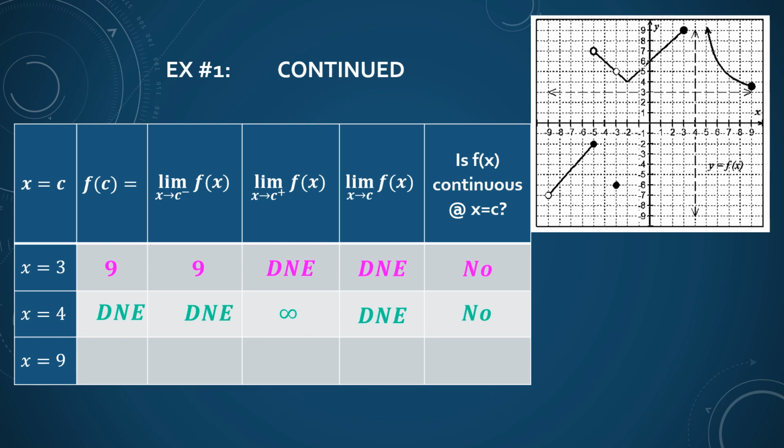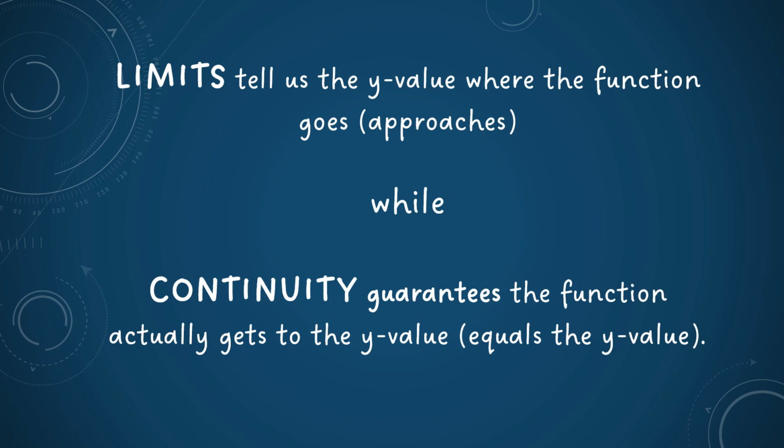And finally, at x equaling 9, the function is evaluated at 3.5. The limit from the left of x approaching 9 is 3.5. From the right doesn't exist. We don't have any other points to the right of that point. Therefore, the limit doesn't exist, so the function's not continuous at 9. Great job with those. Let's continue on.